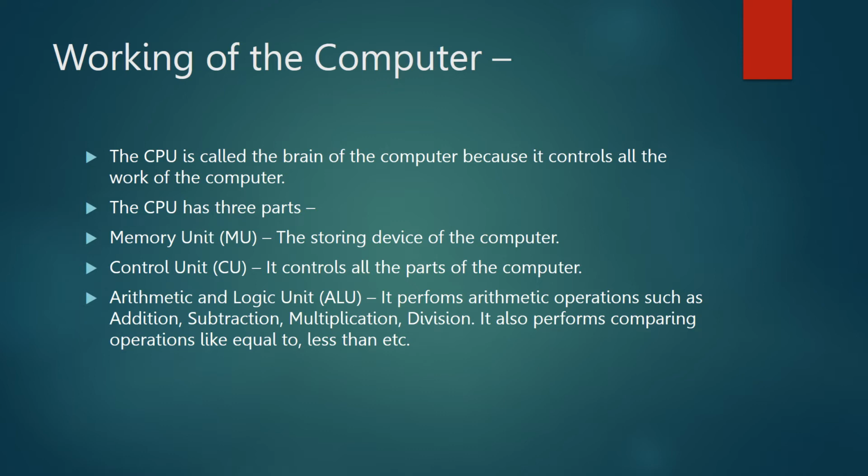Second, control unit, it controls all the parts of the computer. All the input and output devices, everything is controlled by this unit. Whereas this arithmetic and logic unit, it performs arithmetic operations such as addition, subtraction, multiplication, and division. It also performs comparing operations like equal to, less than, greater than, etc.